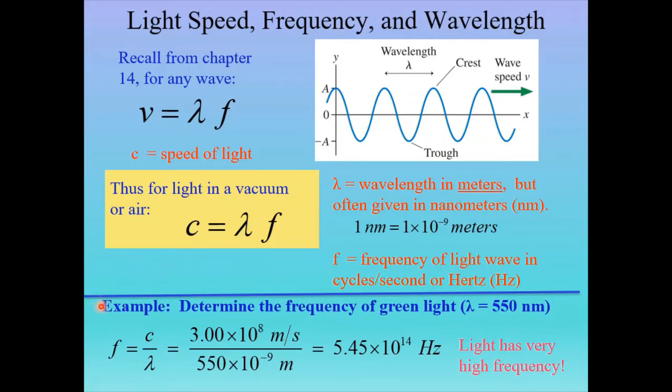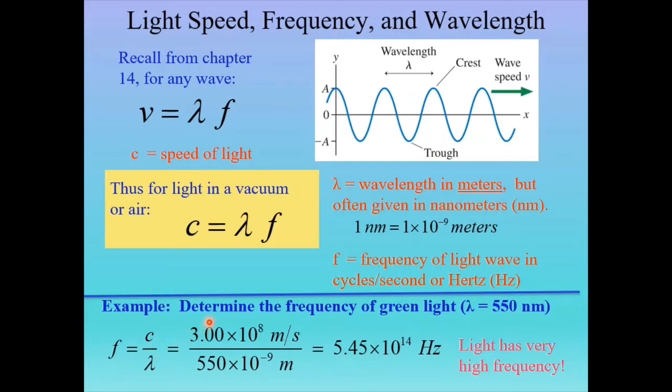So let's look at a little example here. Determine the frequency of green light, which has a wavelength of 550 nanometers. So to figure out the frequency f, we're going to solve this equation for f. So we're going to divide both sides by lambda. So f is equal to c over lambda.